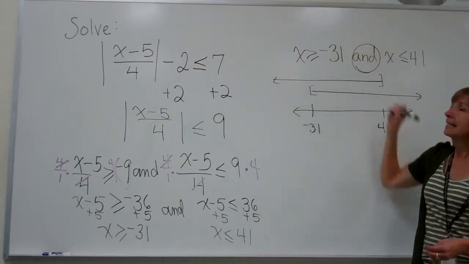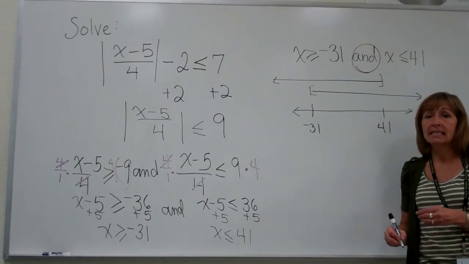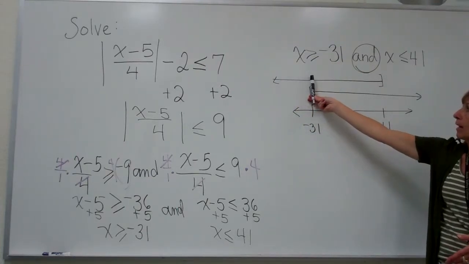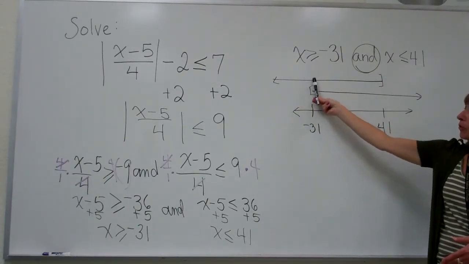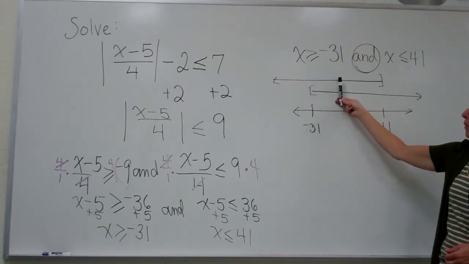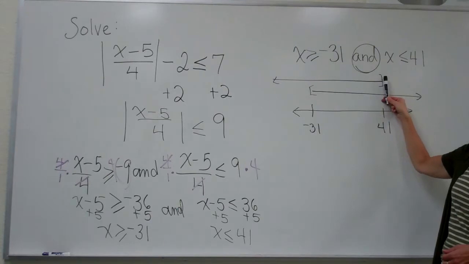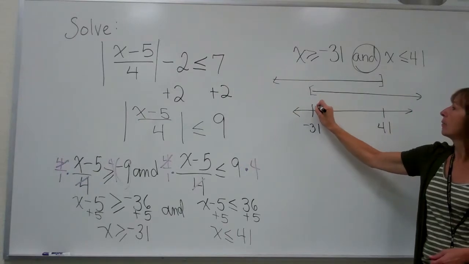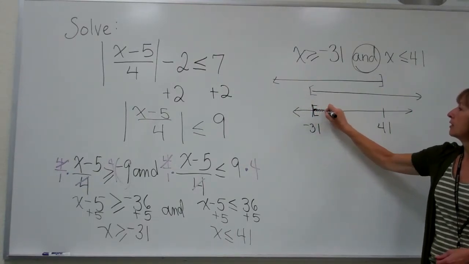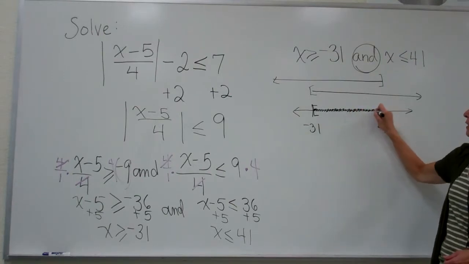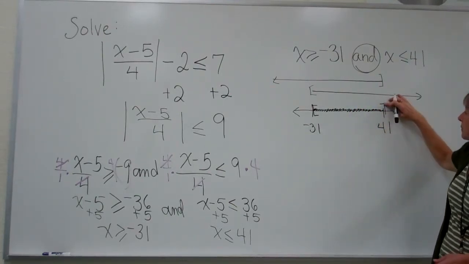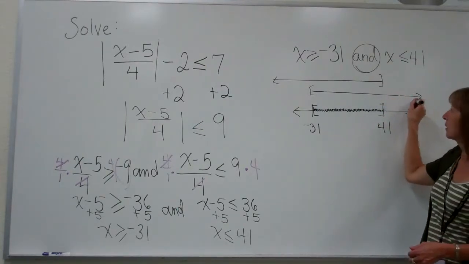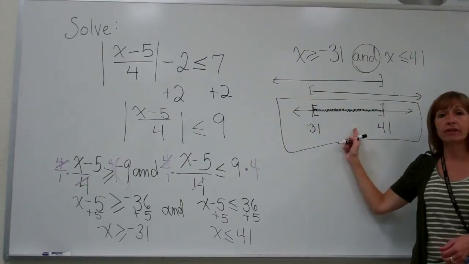Now because it's the intersection of these two sets, it's the place where they both are. So when I visually look, only one of them is way over here. When I get right at negative 31, I have both shadings, and all the way, both shadings until I hit 41. And then after that, just the one shading again. So the only place where both requirements are met is a bracket at negative 31, shade between negative 31 and 41, and a bracket at 41. So here is the graph of our solution set.